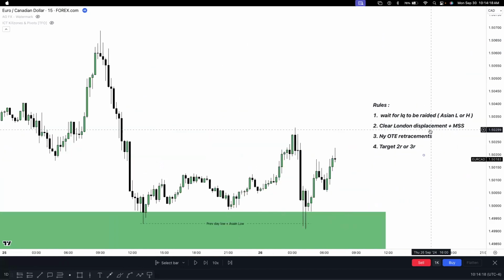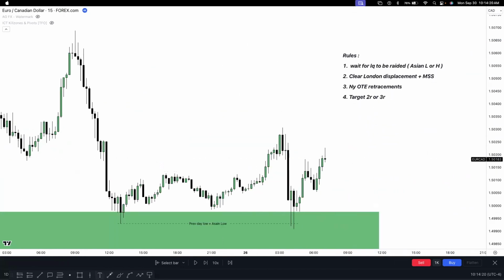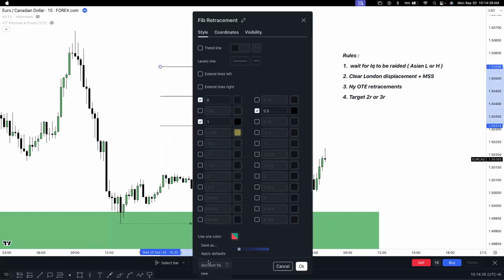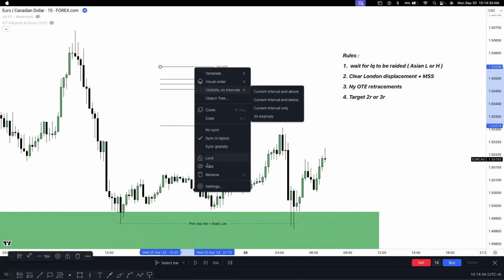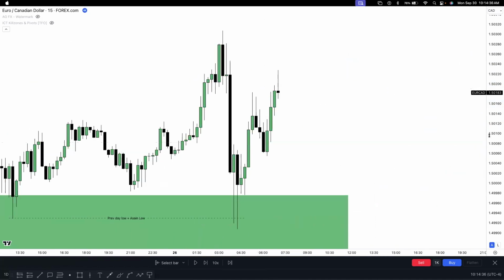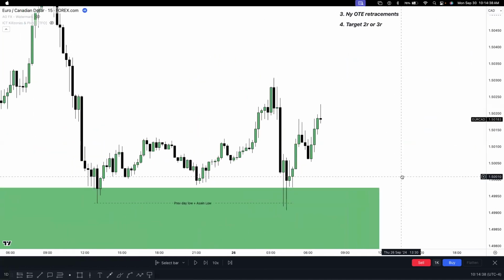All right, guys. So from here, we're going to be using our fib. This is my fib that I use for OTE. I will go ahead and put this on the chart so you guys can copy my levels. So these are my OTE levels right here, guys. So go ahead and copy that screenshot. So from here, guys, now we're going to be drawing our fib and tracking our fib.